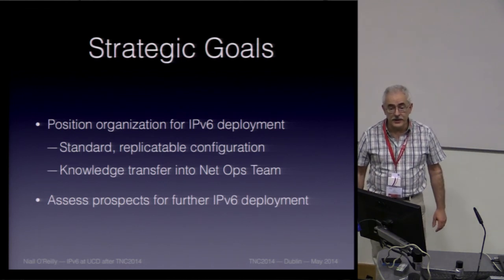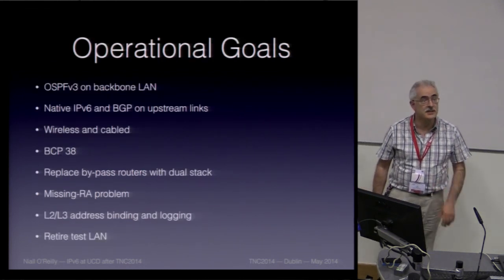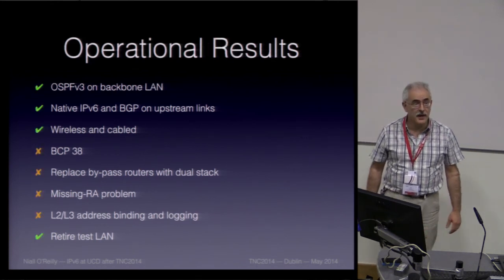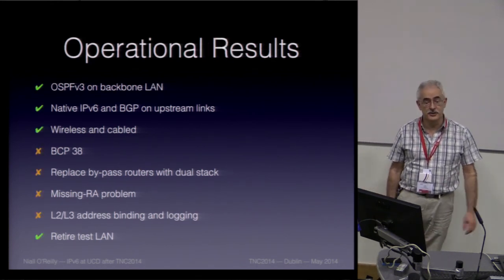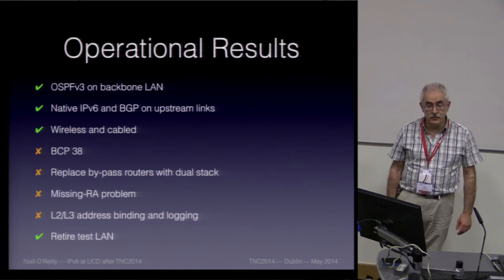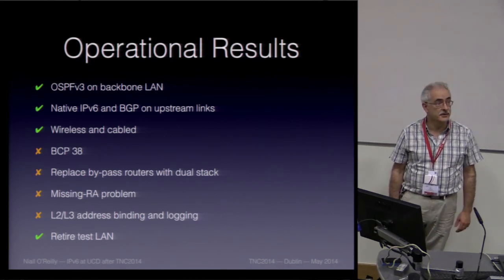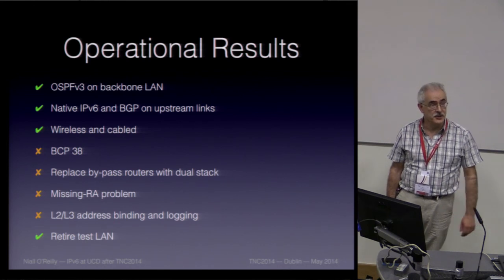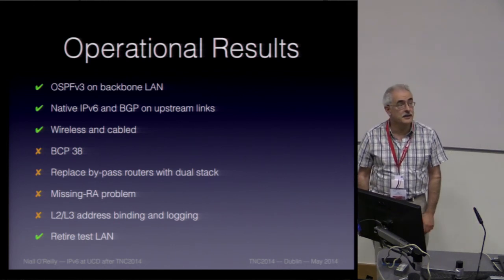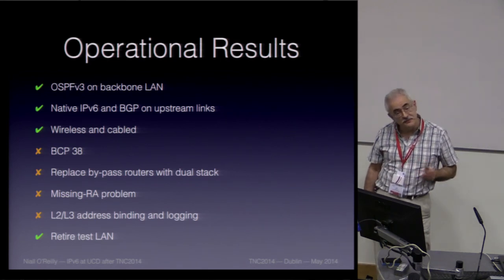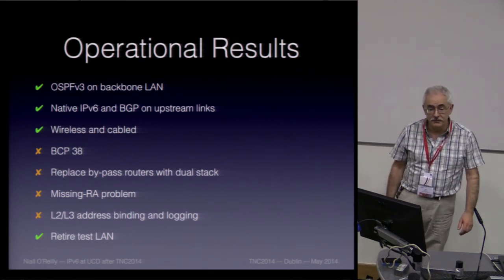And operationally, we had a shopping list of things that we wanted to do. And we managed to achieve about half of those in the sense that it just worked. And we ran into problems with the others. For example, with anti-spoof filtering, we discovered the access routers we were using didn't do reverse path forwarding verification. So we had to work around that by using access control lists that were tailored for each interface, for each prefix, and it was a bit painful.